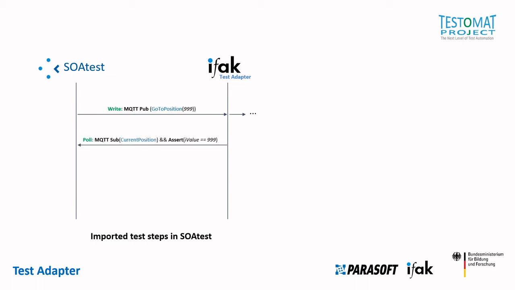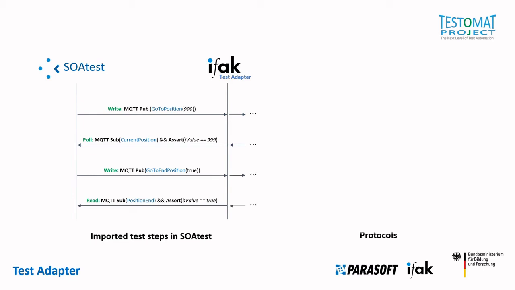As the next test step, we expect an answer back from the SUT. So we are again defining a message name that we expect and a certain value, which will be checked by SOA test. The IFAC test adapter translates all messages it receives from the SUT and transforms them into MQTT messages and sends them back to SOA test. We can repeat this for different kinds of types for values, like in this case a boolean. Also, as you can see, we support either polling of values or directly reading them.